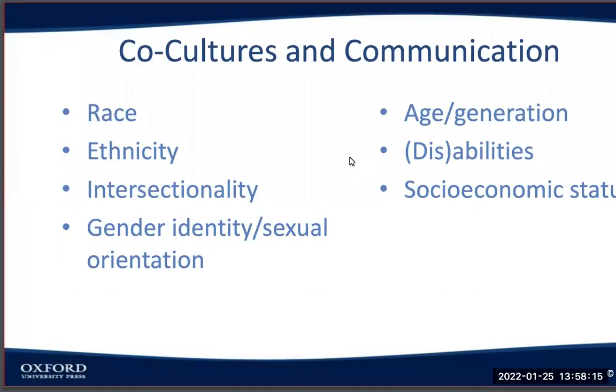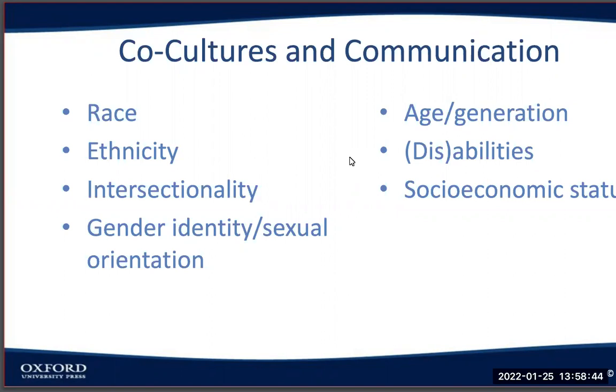Next, we start to look at co-cultures and communication, and we start with race and ethnicity. Race is a category created to explain differences between people by their ancestry. Race has no biological basis. It is of little use in explaining individual differences among the culture. Ethnicity is the degree to which a person identifies with a group. It's usually based on their nationality, culture, or some other unifying perspective.